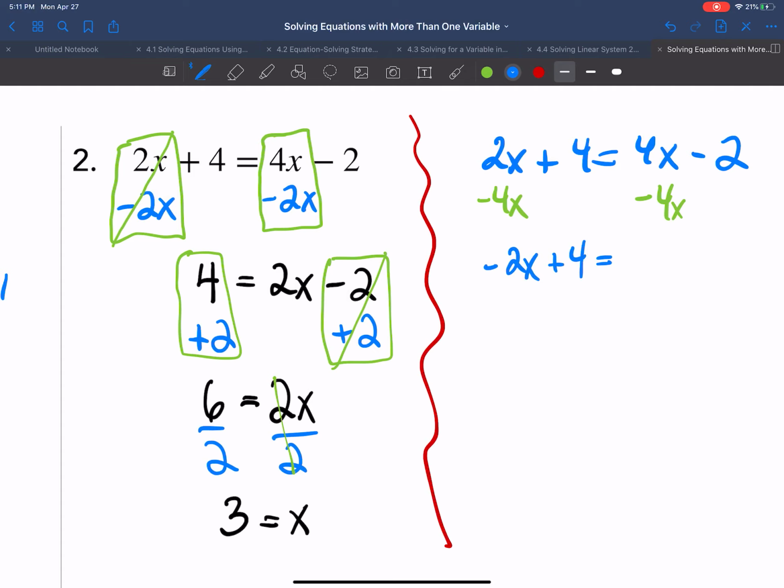And on the other side, 4x minus 4x is 0. It's gone. I just have the negative 2. Now BEDMAS in reverse. So get rid of addition or subtraction. I'm going to subtract 4. So then what's left on the left side is negative 2x. Negative 2 minus 4 is negative 6. And again, I'm getting rid of whatever's around x, so the negative 2 is multiplying with x, so I would divide by negative 2.